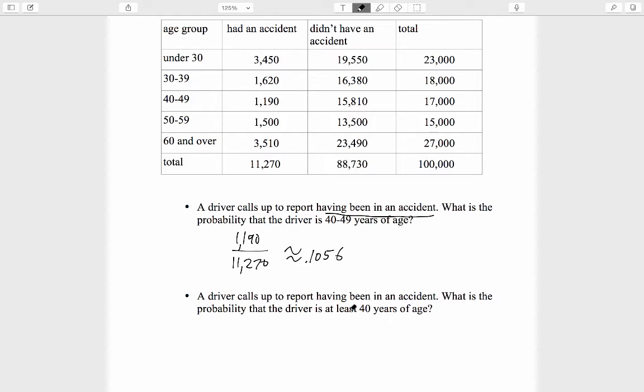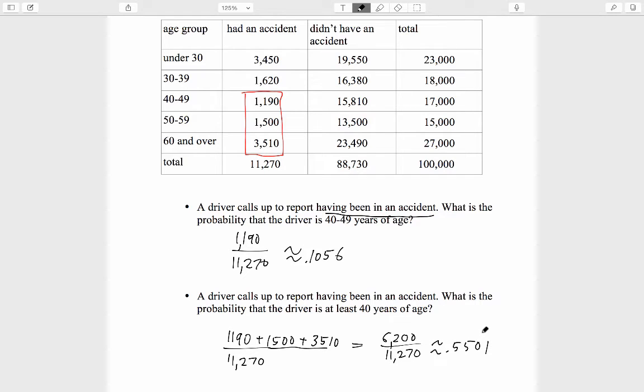A driver calls up to report having been in an accident. What is the probability that the driver is at least 40 years of age? We are still computing a fraction out of 11,270. We are still zooming in on those who have been in an accident. That is the known information about the driver. Now, how many outcomes are in the event is at least 40 years of age and had an accident? That is the union of all the outcomes in these 3 events. Out of the 11,270 drivers who had an accident, the drivers who count towards the event that we're discussing numbered 1,190 plus 1,500 plus 3,510. That equals 6,200 divided by 11,270, which is approximately 0.5501. Knowing that someone has been in an accident, there is a better than 50% chance that the driver was at least 40.